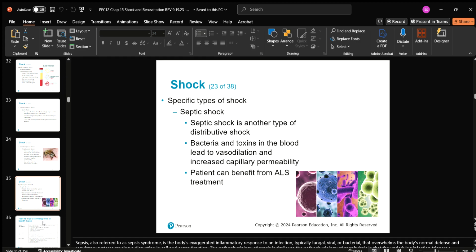Here's another form of shock. It's called septic shock. This is a type of distributive shock when we talk about bacteria and toxins in the blood.